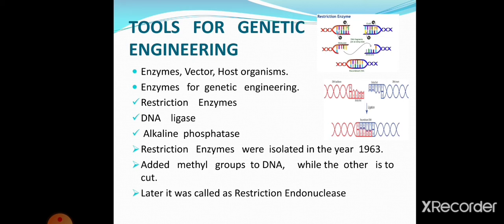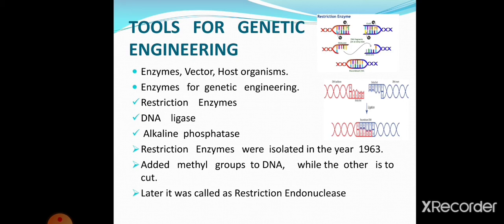What are enzymes? Enzymes are globular proteins that catalyze biological chemical reactions. Vector. What is a vector? Vectors are carriers of genetic information from one organism into another. Usually a DNA molecule is used. Host. Host here refers to a parasite. What is a parasite? One organism depends on another organism. So parasites are hosts.